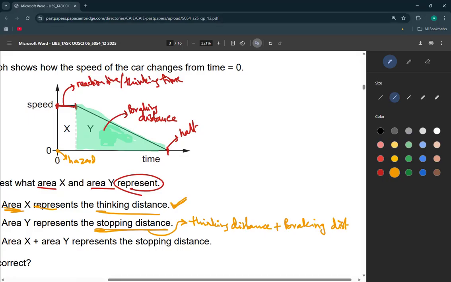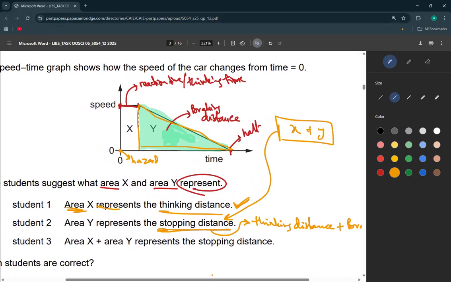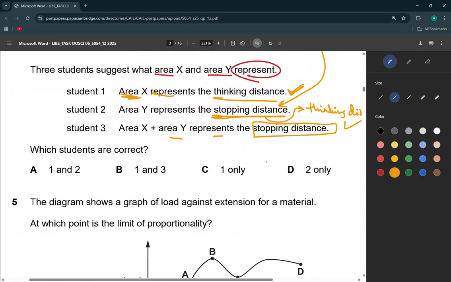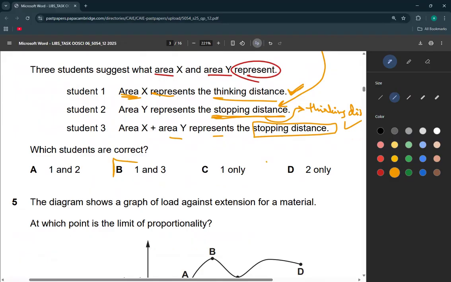Is that so? No, because area y is the braking distance, not stopping distance. Area x plus y would have been the stopping distance, right? And yeah, as the student 3 is saying that area x plus area y represents the stopping distance, statement is correct. So, who is correct then? Which students are correct? Pardon me? Option B is correct.